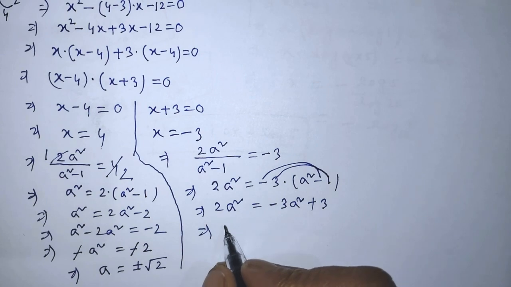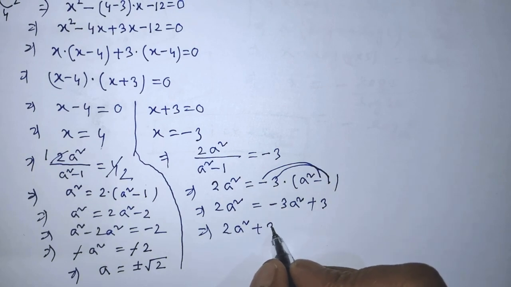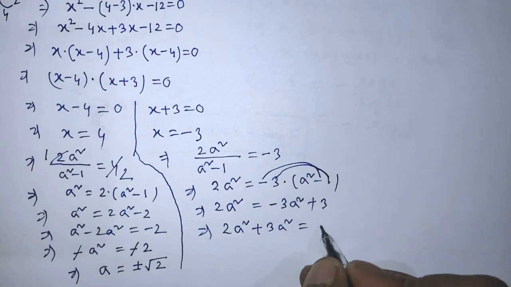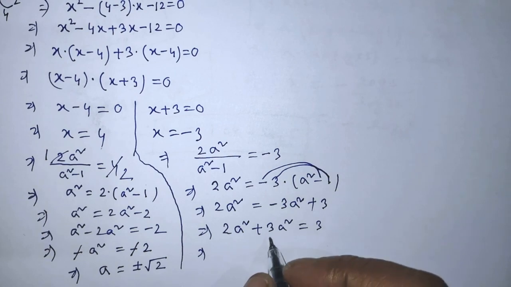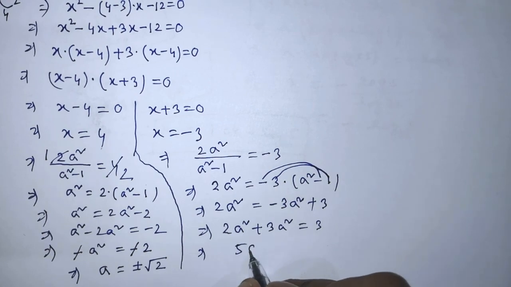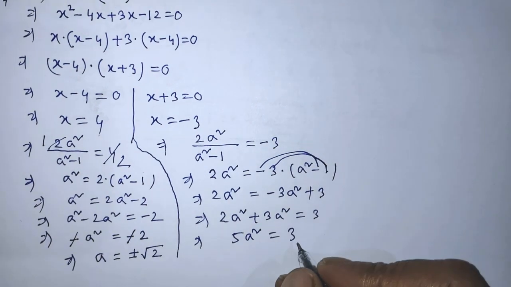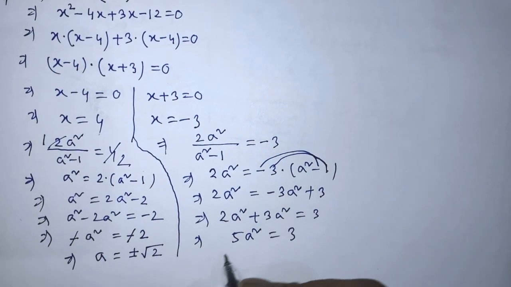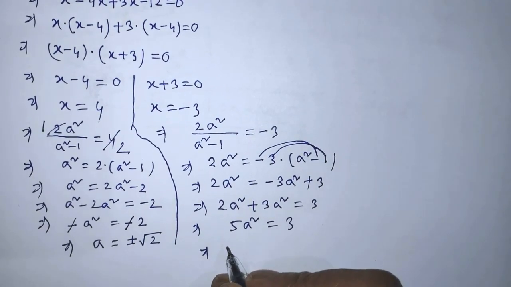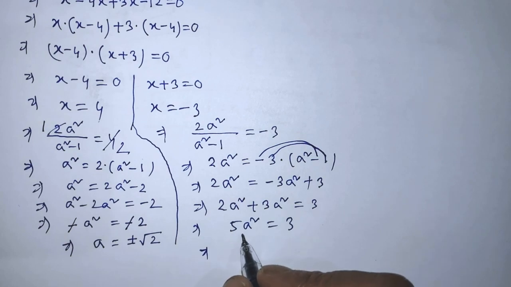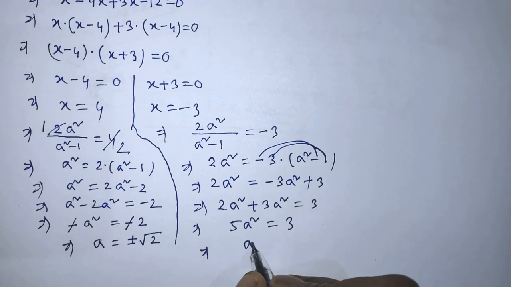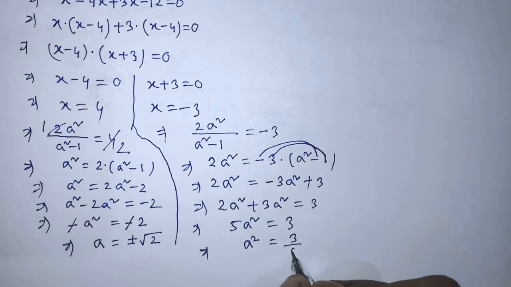So on the left hand side we can write 2a square plus 3a square is equal to 3. After that, we can write from the left hand side 5a square is equal to, on the right hand side again we have to write 3. So student, to find the value of a from this equation we have to transpose 5 from left hand side to right hand side. So on the left hand side we have to write a square is equal to, on the right hand side will be 3 over 5.